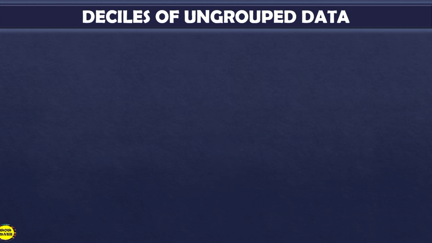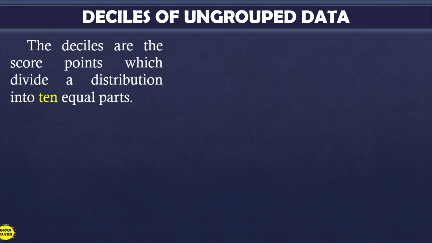Next, to compute the deciles of ungrouped data, ibig sabihin ng deciles, dinidivide natin yung distribution into 10 equal parts. Using the formula, meron tayong k. Yung k dito is yung position. Like for example, ang pinapahanap is yung third decile, so yung ilalagay natin sa k is yung 3. And then yung N is the total number of scores, kung ilan yung given na scores. So again, yung k natin is yung position ng data, and then yung N, that is the number of observations.